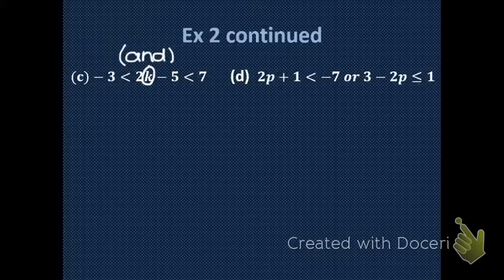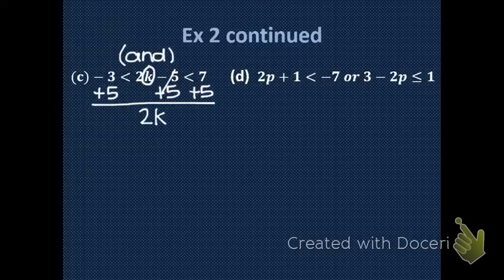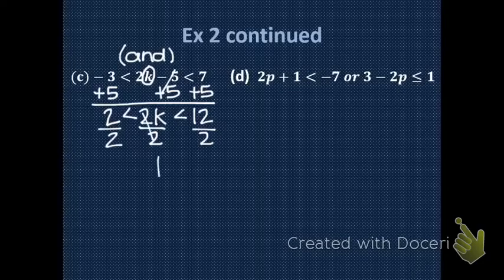I've got to move the 5 because remember I'm supposed to add or subtract. So we're going to add 5. Remember, you're adding it to the middle, to the right, and to the left. So in the middle it should cancel, and 2K is less than, what's 7 plus 5? 12. And 2K is greater than, what's negative 3 plus 5? 2. All right, how do we finish solving for K? We're going to divide everything by 2. Again, the middle, the right, and the left. So K is less than 6, and K is greater than 1.